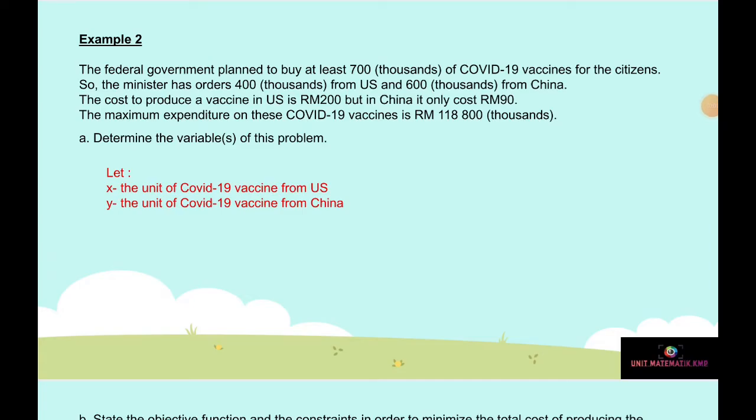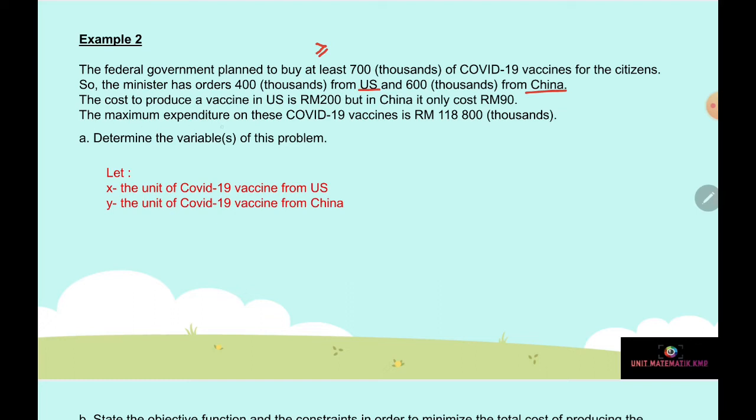Okay, for example 2, the federal government plans to buy at least, which means the sign is like this, 700,000 of COVID-19 vaccines for the citizens. The minister has ordered 400,000 from the US. So we have two types of COVID vaccines here, one from the US and another one from China. So 600,000 from China. The cost to produce a vaccine in the US is 200 ringgit, but in China it only costs 90 ringgit.